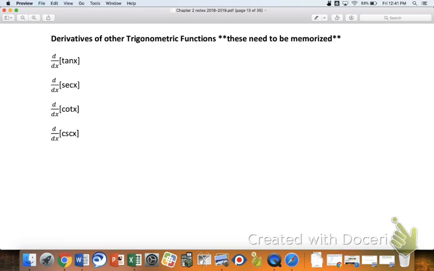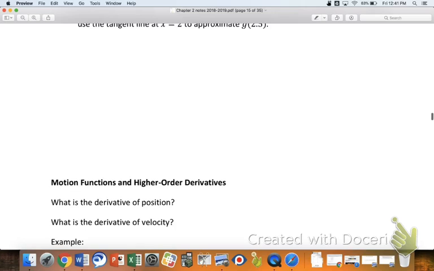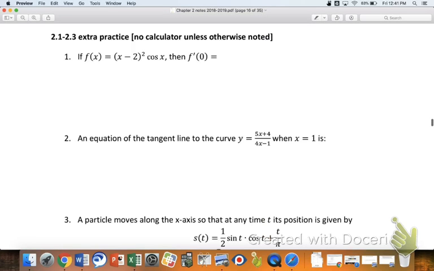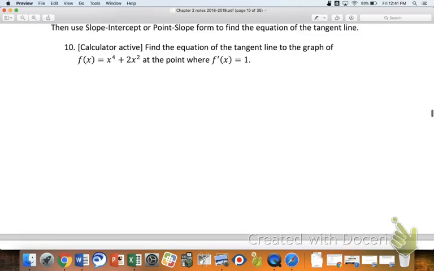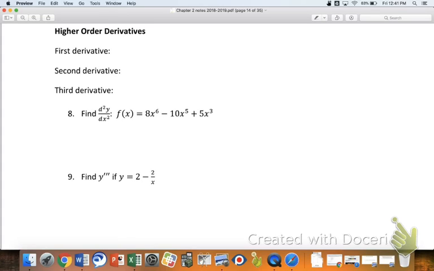Okay. Remember, I said those need to be memorized, right? Yes? Okay, cool. All right, so what do we have? Higher order derivatives, tangent line stuff. Okay, this will set us up pretty well. I mentioned this one of the early days with derivatives, higher order derivatives, and what the notation looks like.